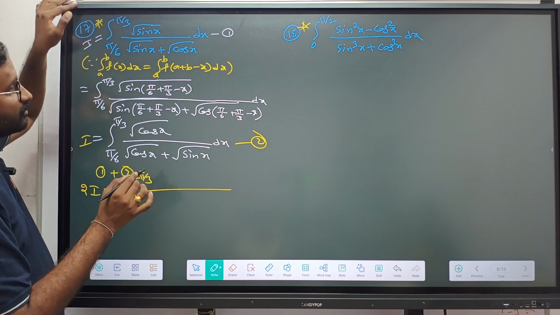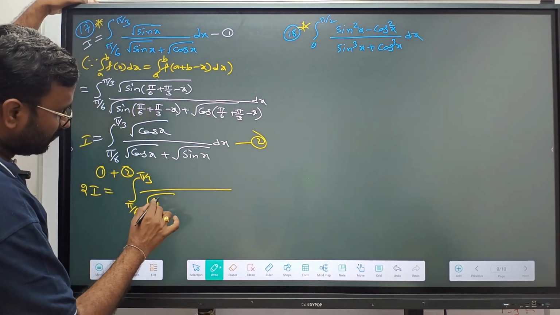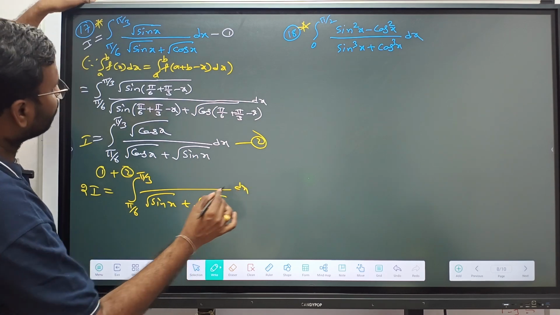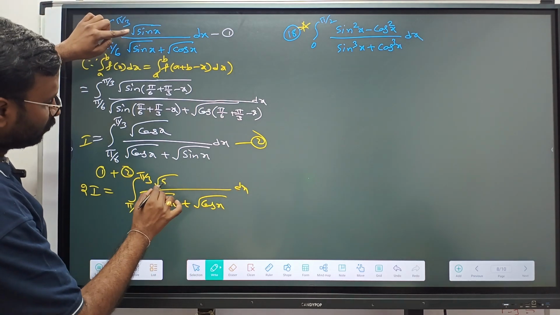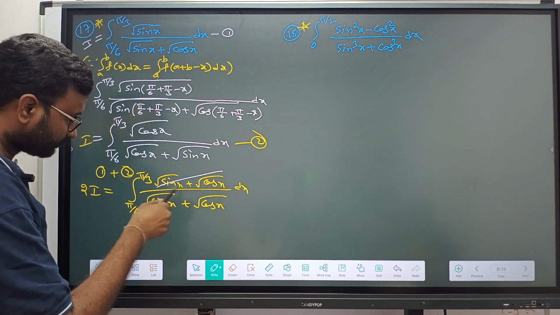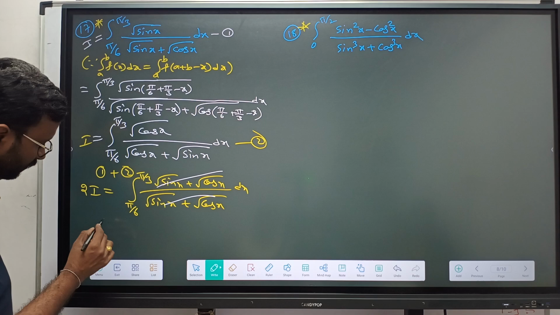Denominator is also the same, root cos x sin x, root cos x sin x, root over sin x plus root over cos x into dx. Numerators will be added. Now this is root sin x and this is root cos x. Both will give integral 1 dx again.